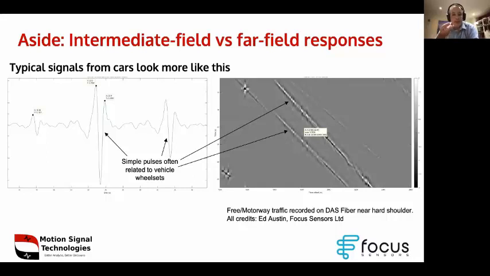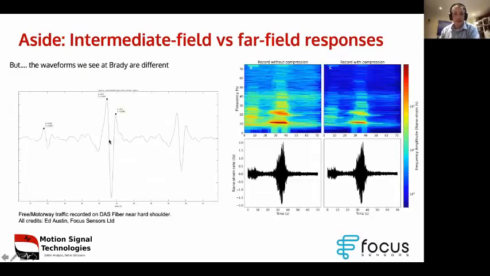So bearing in mind these waveforms are very emergent, fuzzy pulses, the typical signals that we see from traffic are not really like that. This is another example from a fiber that is deployed alongside a freeway, and this is an example recording from it. These are different vehicles going past. We see these very low frequency, very simple, nice up-down pulses, and often the up-down parts are related to different wheel sets on the vehicles, and they're typically very coherent. And that's nothing like what we're seeing at Brady.